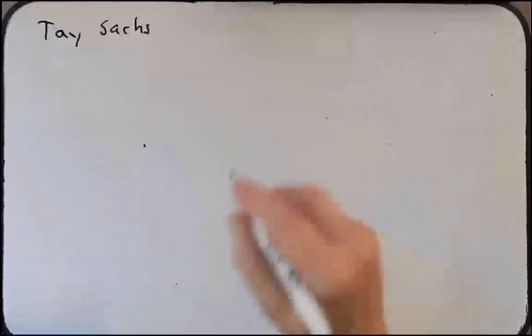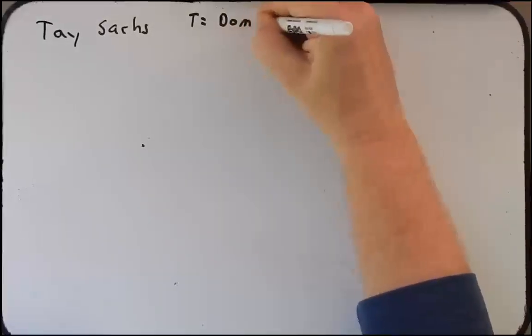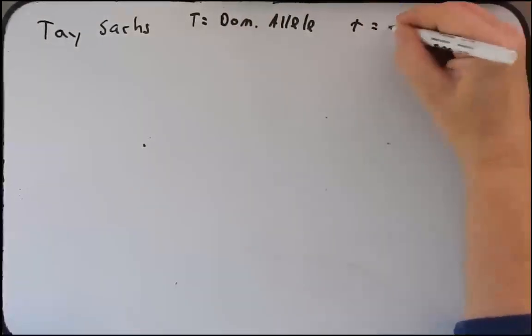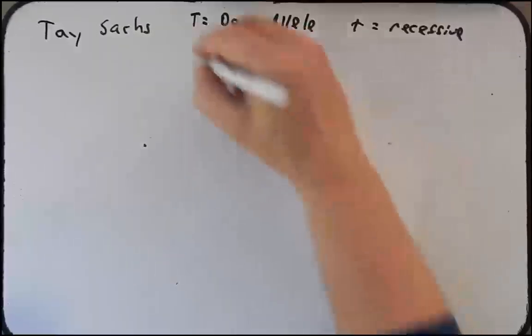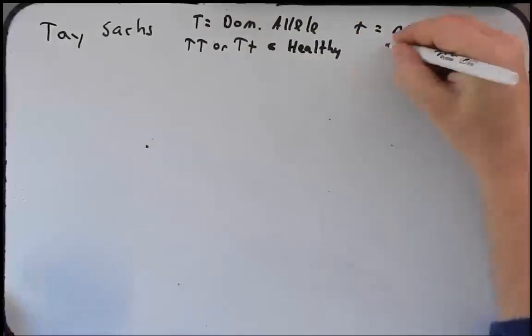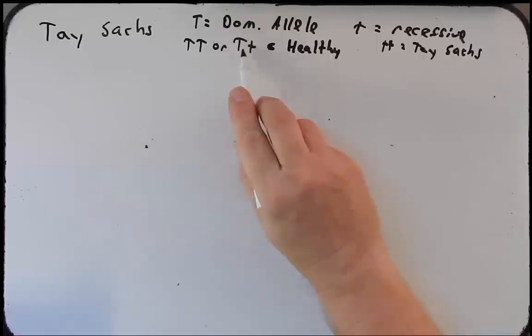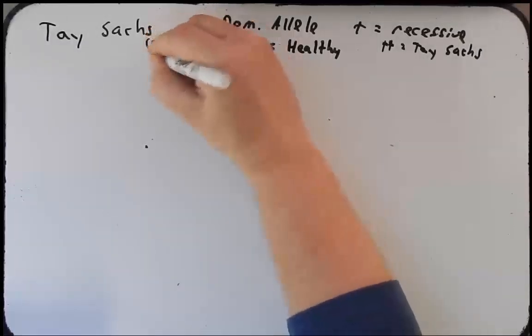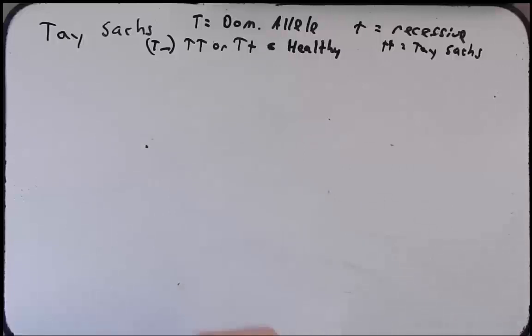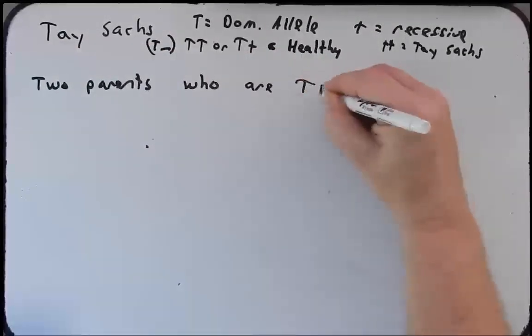So let's work through an example. And let's consider an example of the recessive trait of Tay-Sachs. So with Tay-Sachs, let's provide some alleles. So big T is the dominant allele, and little t is the recessive allele. Since T is dominant, we know that big T, big T or big T, little t will not have Tay-Sachs, whereas little t, little t will have Tay-Sachs. So in this problem here, we're going to take two parents who are heterozygous. So they're both big T, little t.